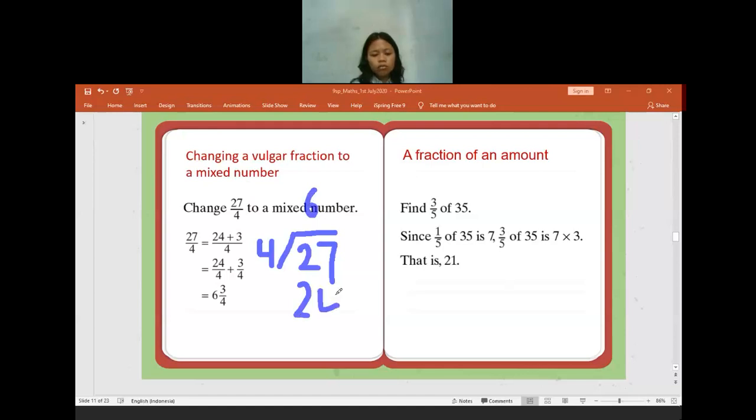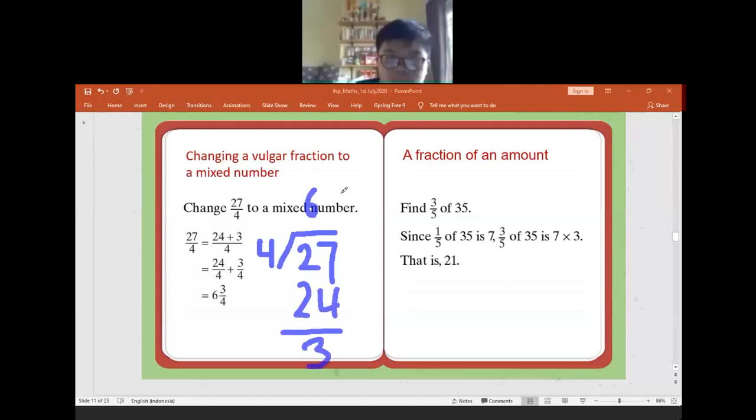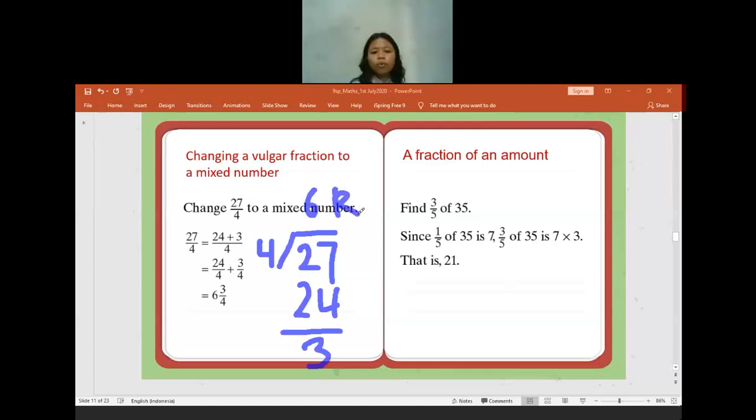Are you sure? It's not 1. The remainder is 3. Okay, because it is remainder 3. That's why here it will be 6 3 by 4. The remainder will be the numerator, and then the denominator we follow the fraction given. Is there anyone confused, or maybe I go too fast? Anyone confused? No, teacher.